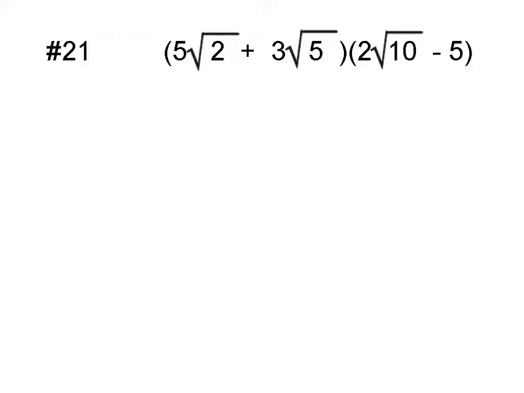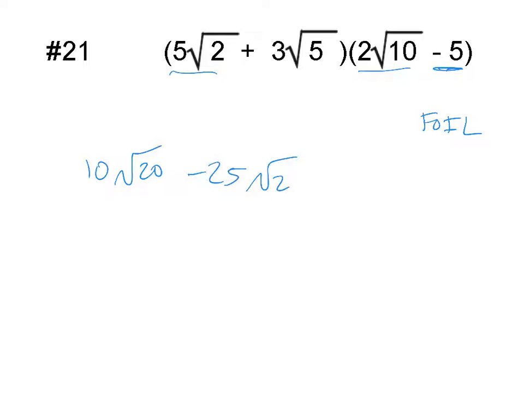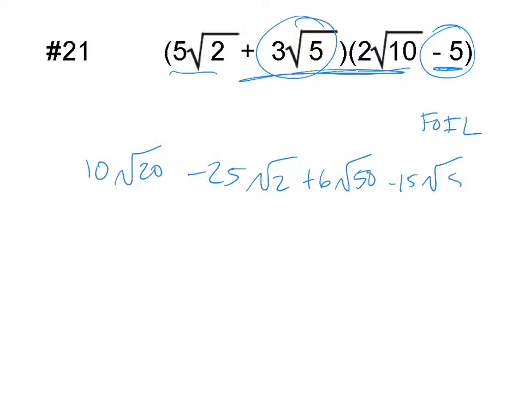Probably one of the trickier ones on the assignment today is number 21. I hope you recognize that this is a FOIL one, right? We're going to take the firsts, the outsides, the insides, and the lasts times each other, and then work from there. So let's do that. Firsts, these first two pieces, we get 10 times the square root of 20. Remember, we multiply the square roots when we're multiplying, right? The outsides, we're going to take that same one. So we get negative 25 times the square root of 2, right? The insides, these two, so we get 6 times the square root of 50. And the lasts, this piece times this piece, right? So we get negative 15 times the square root of 5.